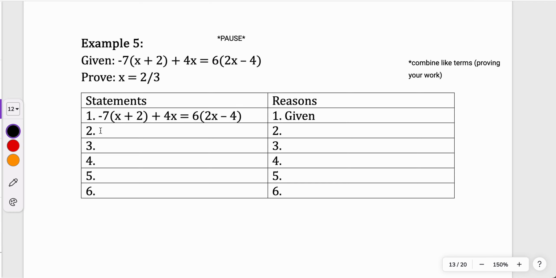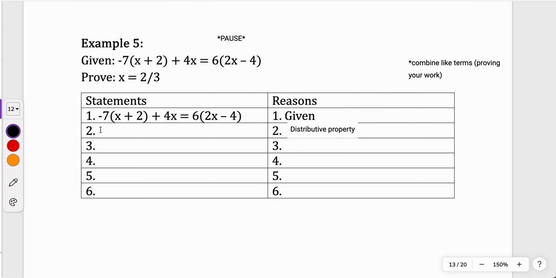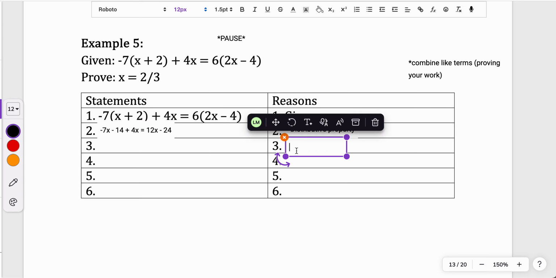All right, statement 1. For my beginning statement, what I would do is I would show the distributive property. So here I would distribute negative 7, so I get negative 7x minus 14, and then plus 4x is equal to 6 times 2x is 12x, 6 times negative 4 is negative 24, okay? Once I have the distributive property, my reasoning for number 3 is I'm going to combine like terms, okay?